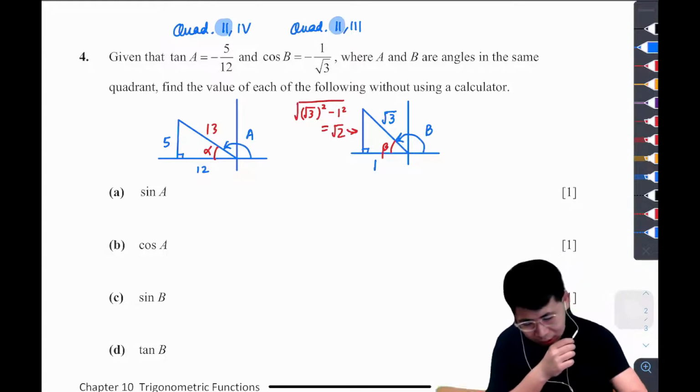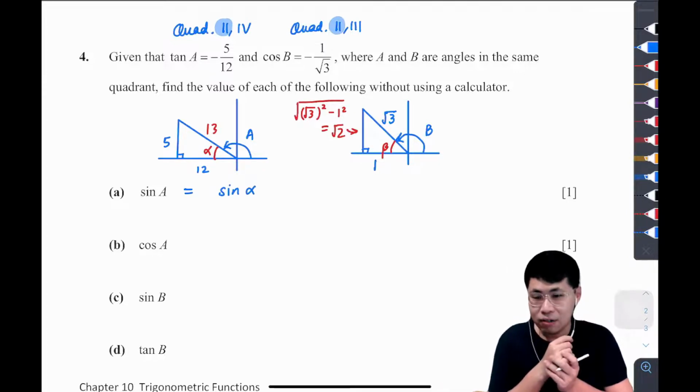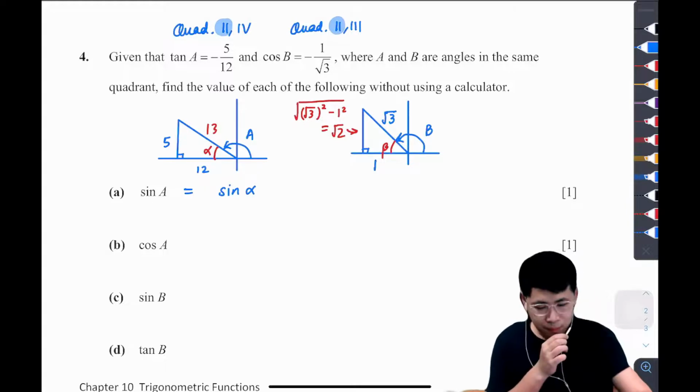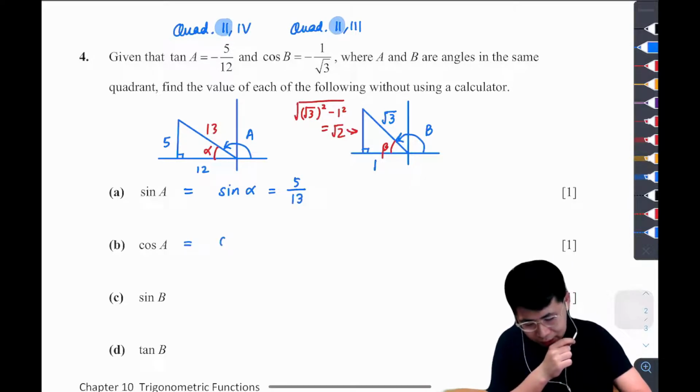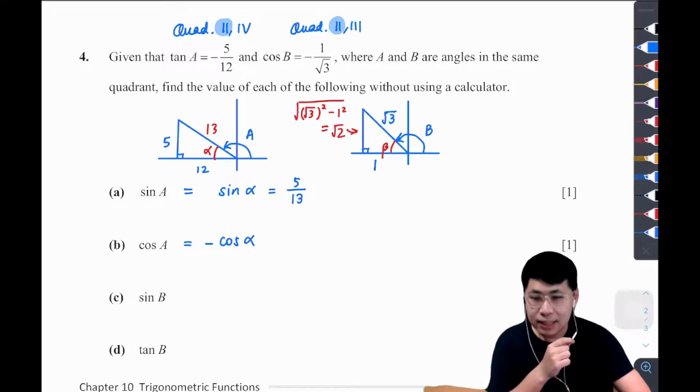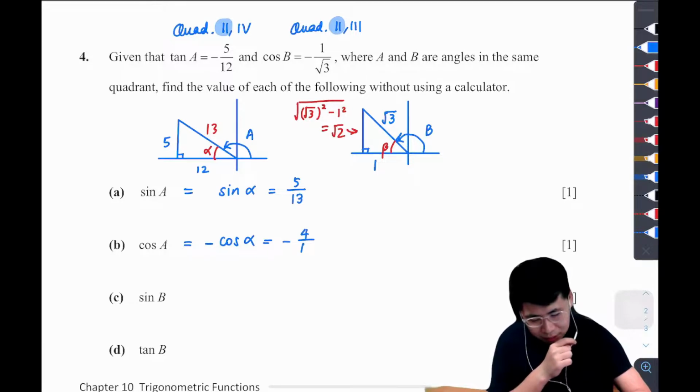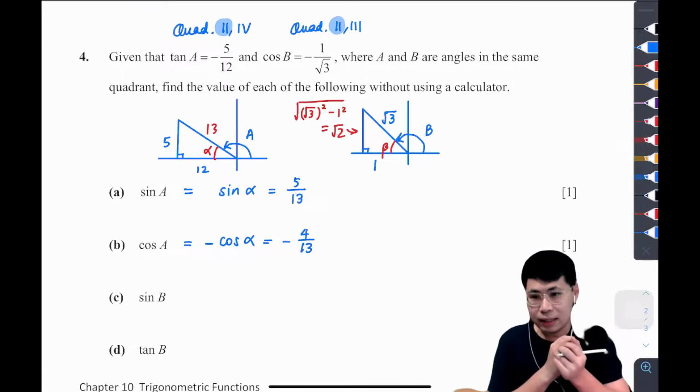Let's move on ahead. So sine A would be equal to sine alpha. I can borrow from the basic angle, sine alpha. In quadrant 2, sine is positive, so I'll just leave it like that. So sine is opposite over hypo, 5 over 13. Now cosine of A is equal to cosine of alpha, but in quadrant 2, cosine is negative. So over here will be negative adjacent over hypo, so negative 12 over 13.